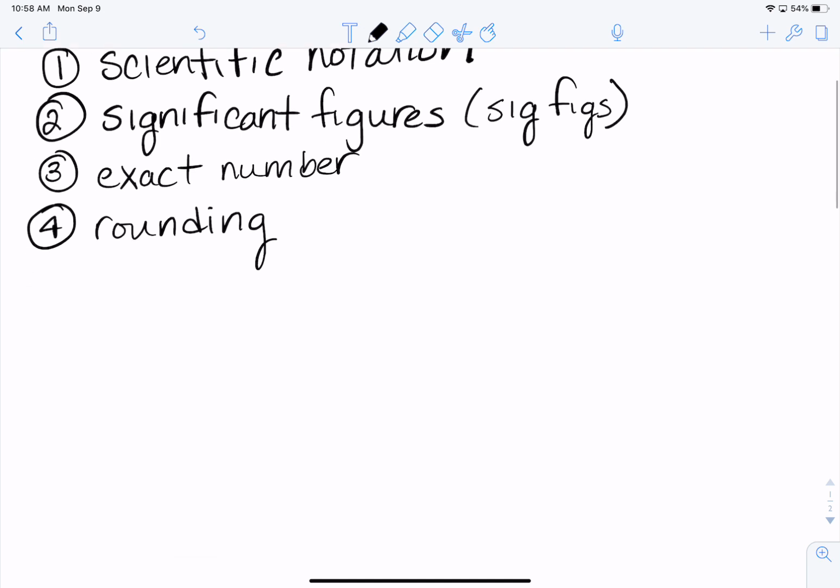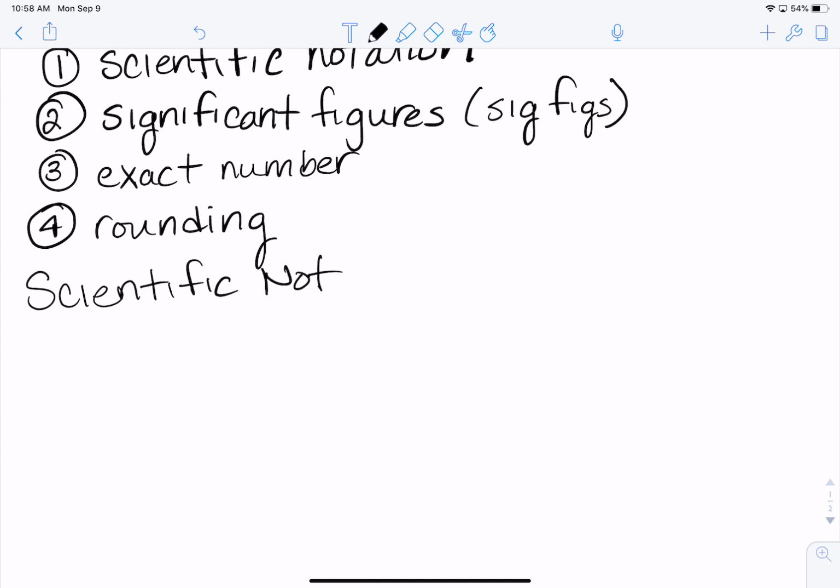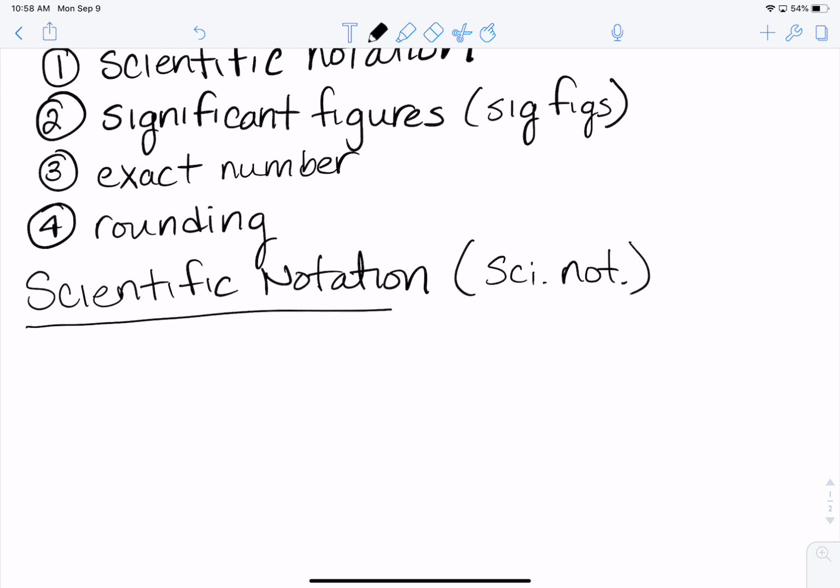So let's first talk about scientific notation. I'll abbreviate that SCI-NOT. Scientific notation.